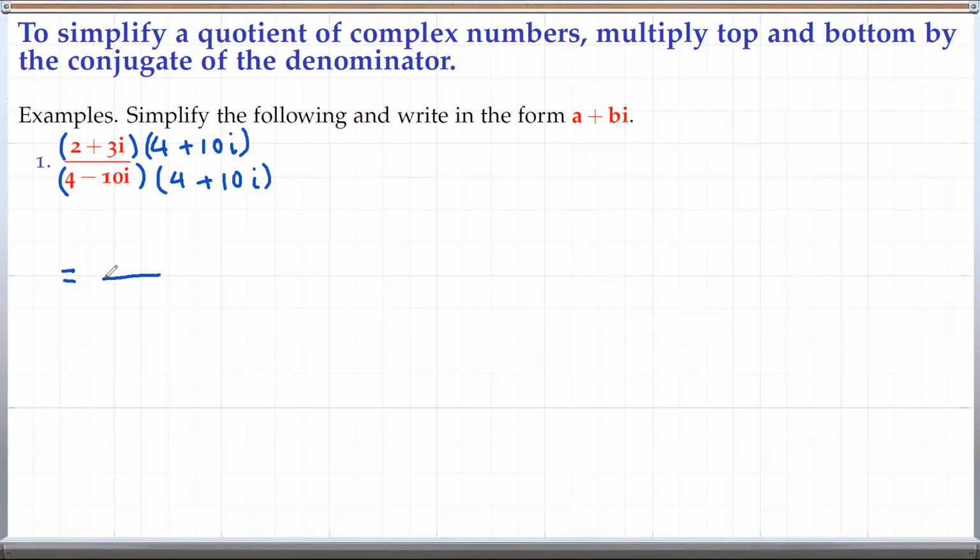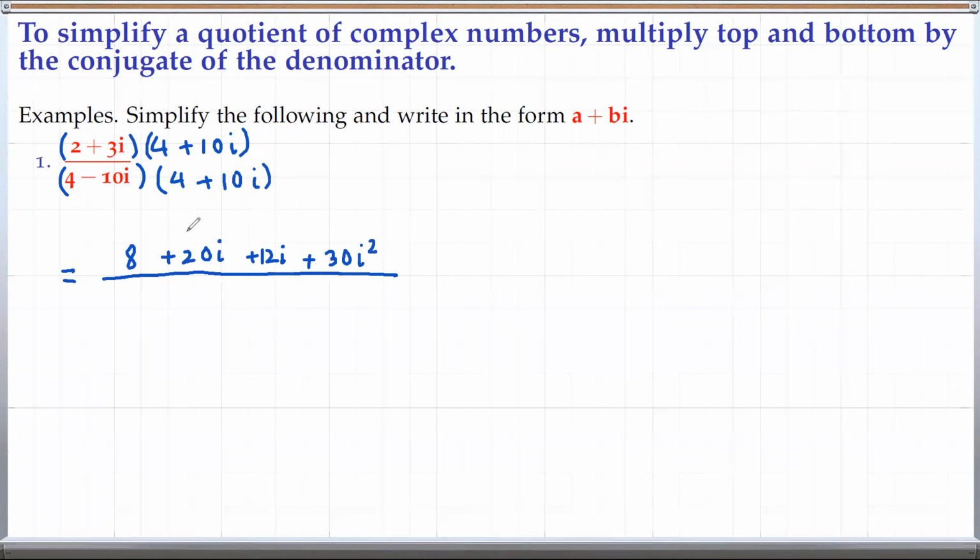So it will look like this. Now we can do the usual multiplication on the top and in the denominator. 2 times 4 is 8. 2 times 10i is 20i. 3i times 4 is 12i. 3i times 10i is 30i squared. Because 3 times 10 is 30 and i times i is i squared.